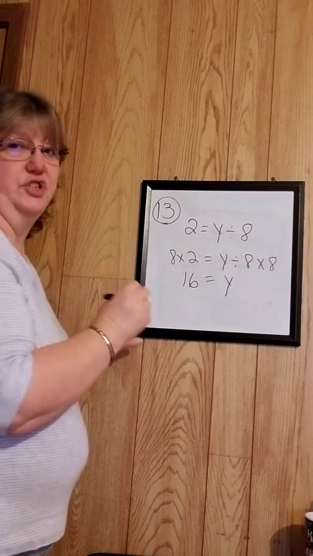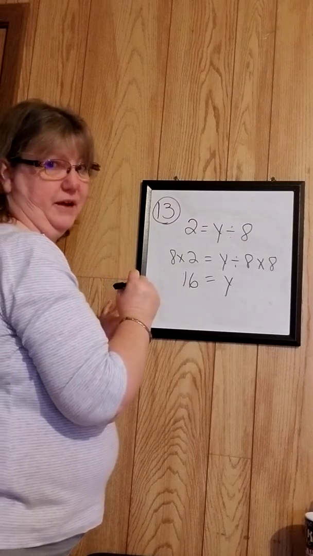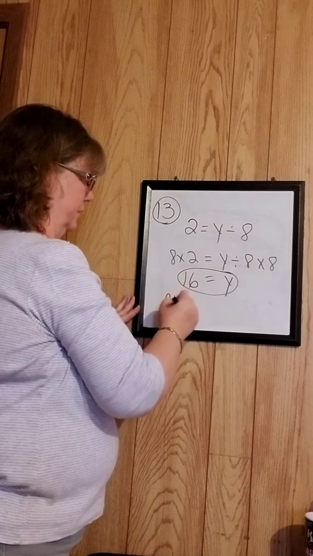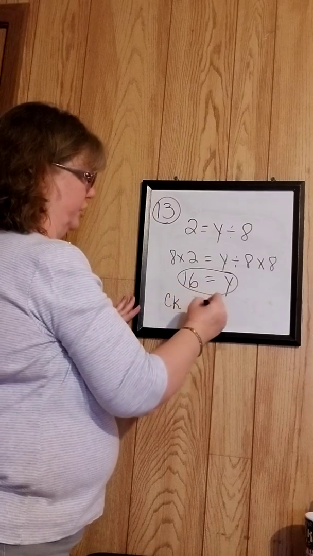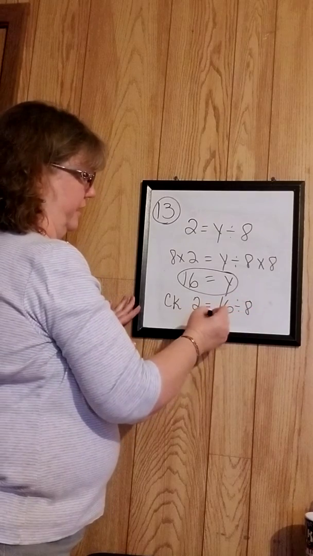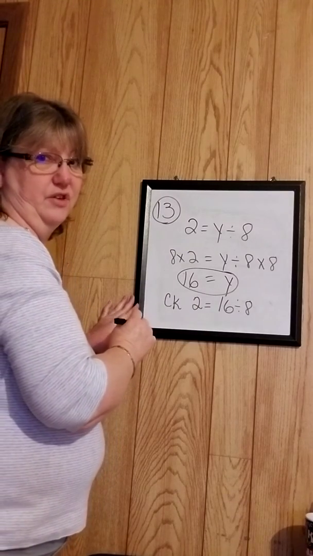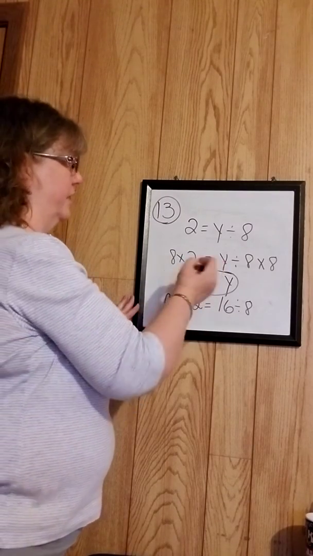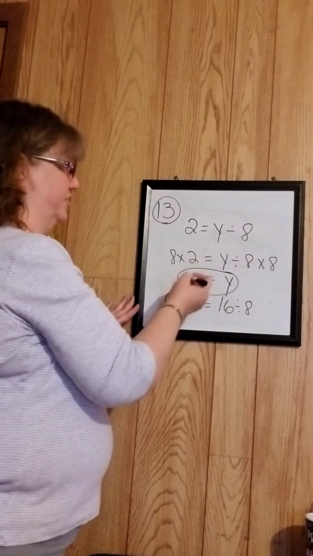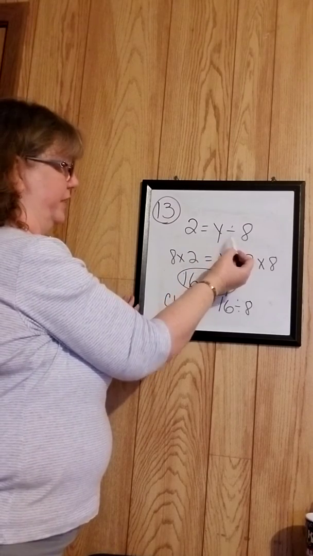This is why you always check it, because you could have thought, well, maybe that's just 4 and stop there, and it would be the wrong answer. This is the right answer. Here's how I know. When I check this, 2 equals 16 divided by 8, and when I divide 16 by 8, I do get the answer 2. So that's why you always need to check your work. Whatever you do to one side, you do to the other. And the way you know what to do is you do the opposite or inverse of what you have in the equation.